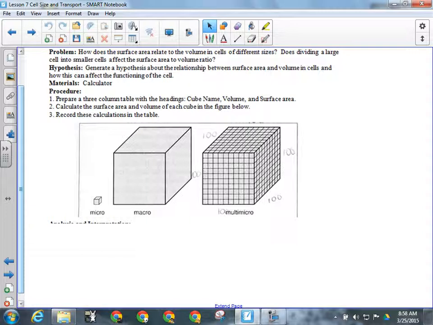Now, just looking at these three cubes, which one of them is going to function best? Micro. Micro is going to function best because it has a very small volume and a fairly large surface area. Diffusion will work well in something small. It's probably not going to work so well in macro, because macro is very big and is essentially otherwise just like micro. What about multi-micro?